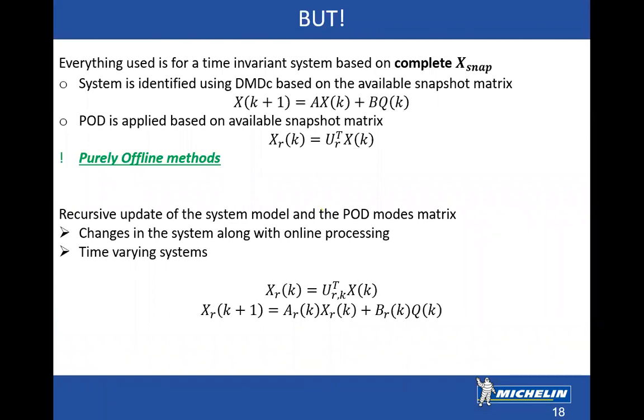So let's start. What are we going to do in this step? Everything we've used is a time invariant system based on the complete snapshot matrix, which is a purely offline method. So it won't work online, as we've seen before. And so we are going to introduce the recursive update of the system model and the POD modes matrix, so that we take into consideration the changes in the system, which are the nonlinearities, for example, along with online processing. It may be a time varying system, an LTV system, and not an LTI system. So instead of saying x_r(k+1) is equal to U_r transpose x_k, we will find at each instant U_r(k) and B_r(k).